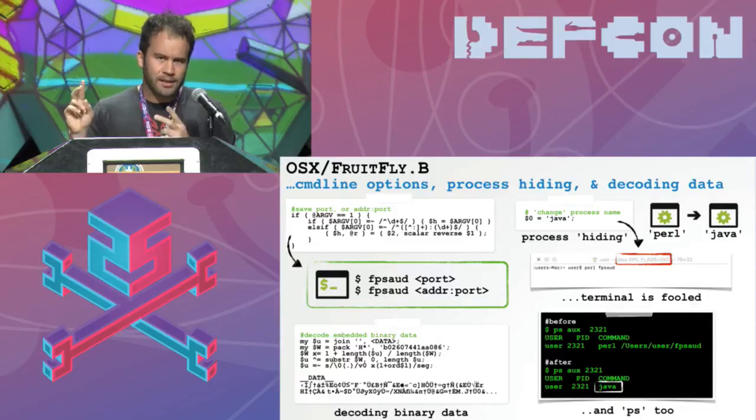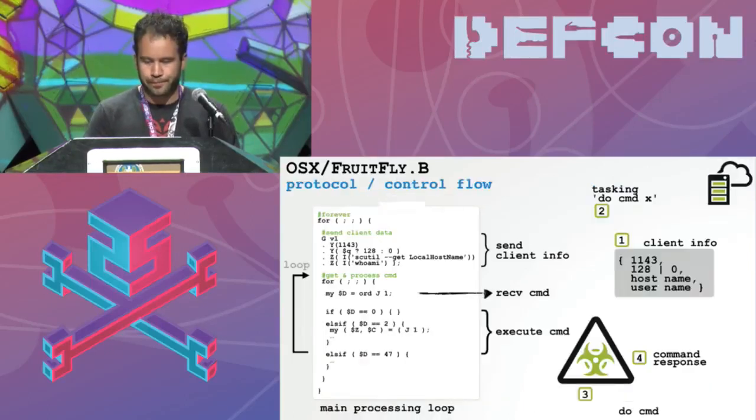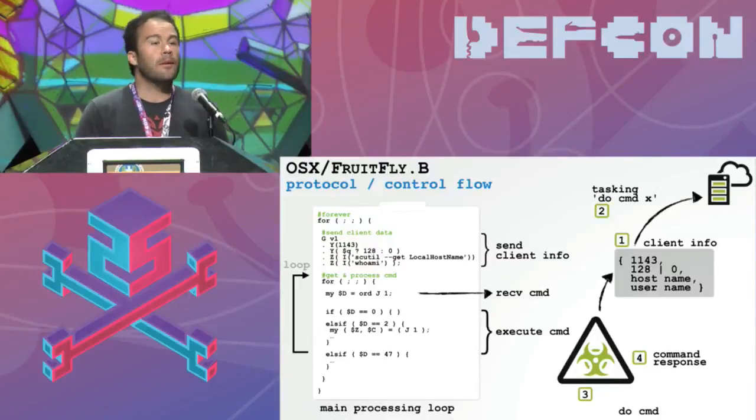It also hides its process by just changing args of 0. This will fool tools like ps. And then it finally decodes some binary data, which turns out to be an embedded Mach-O binary. Finally, we get to the main processing loop.